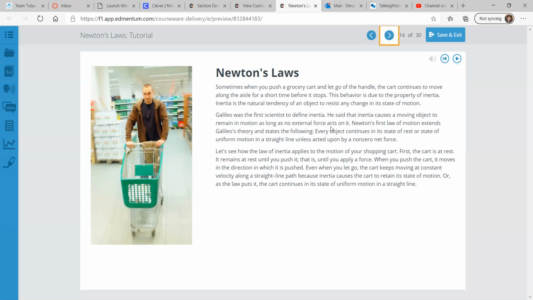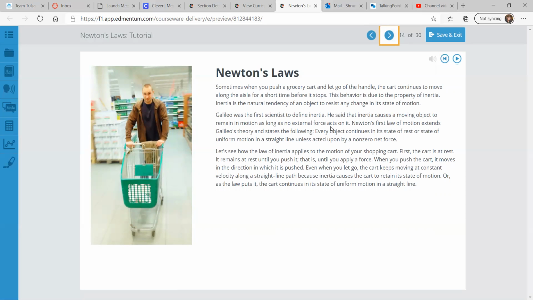Newton's first law of motion extends Galileo's theory and states the following. Every object continues in its state of rest or state of uniform motion in a straight line unless acted upon by a non-zero net force. And that means if an object is at rest, it wants to stay at rest. If it's in motion, the object stays in that motion unless acted upon by another force.